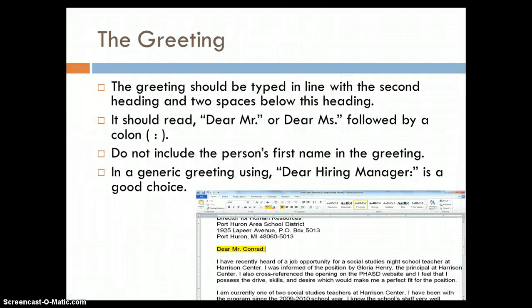The greeting is the greeting of the person you are writing this letter to. So it should read Dear Mr. or Dear Ms., followed by a colon, not a comma. Do not include the person's first name in this greeting. If you have to use a generic greeting, Dear Hiring Manager is a good choice to use. You'll see I've highlighted the greeting portion in the cover letter here.